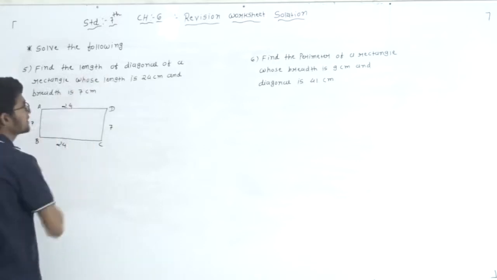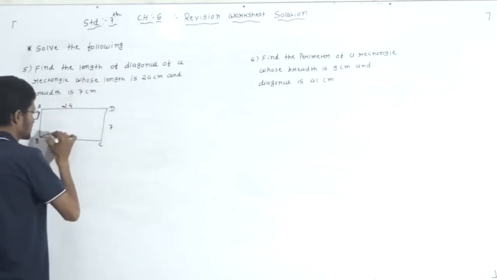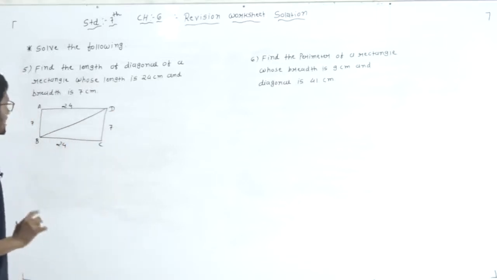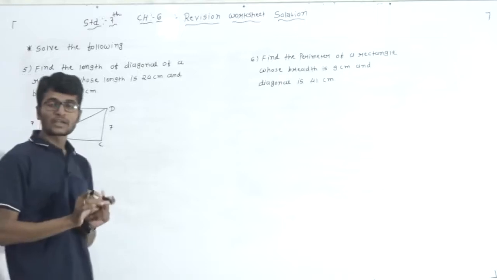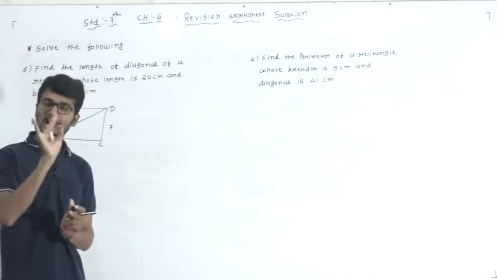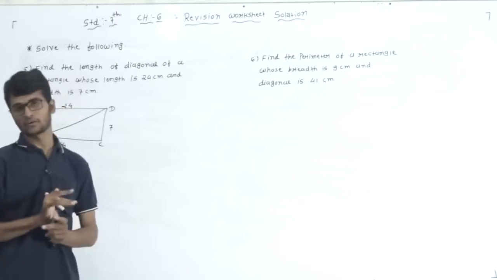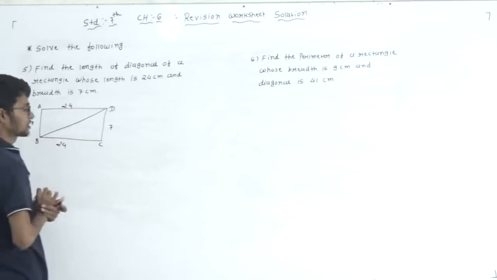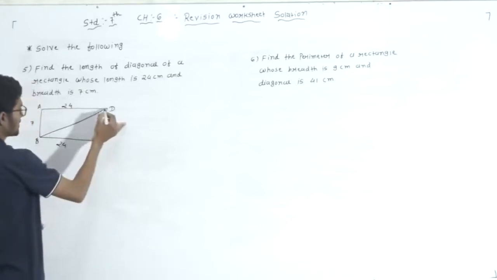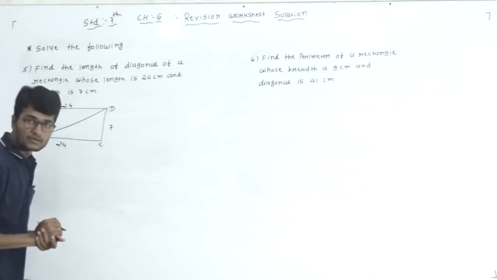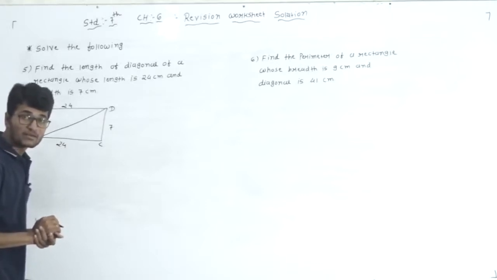Now we have to find the diagonal. So what is the diagonal? This one is our diagonal. We have to draw only one diagonal. In any rectangle, two diagonals. This means any quadrilateral has how many diagonals? Two diagonals. Any quadrilateral. Okay? So this one is our diagonal. Now we have to find our diagonal. This means BD. How to find? Any idea? Yes.